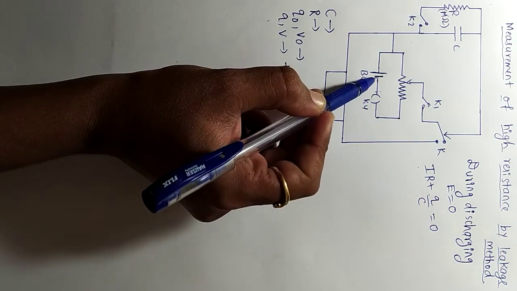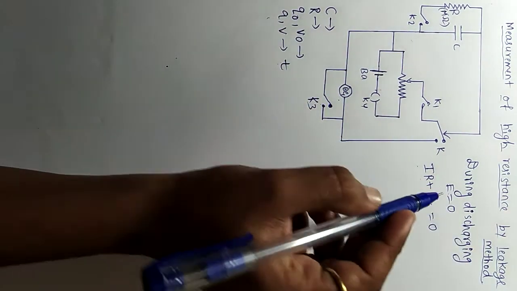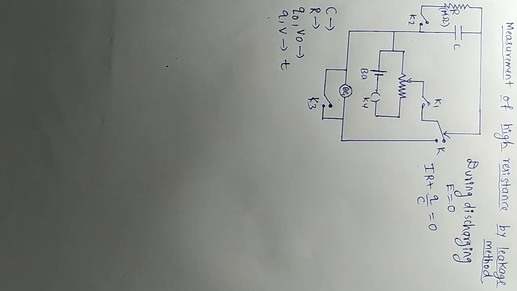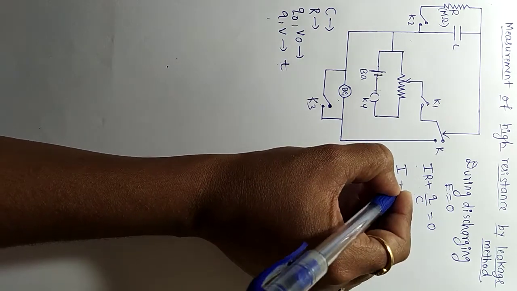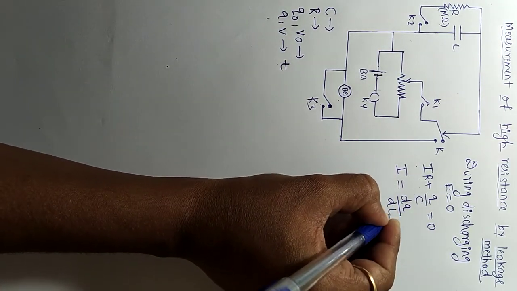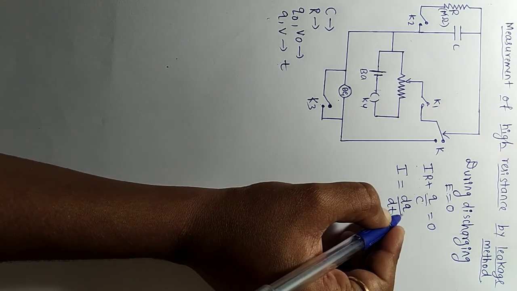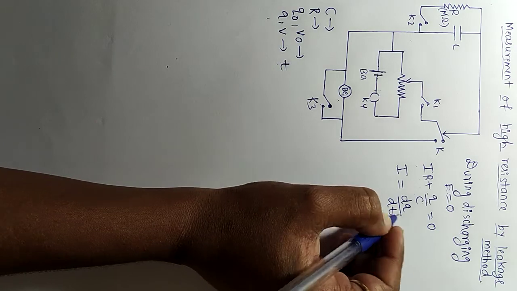But as we are discharging, meaning the key is open, there is no voltage. So we wrote E is equal to 0, which means this is equal to 0. And as you know, current is nothing but dq divided by dt, the rate of change of charge. So I is equal to dq by dt.